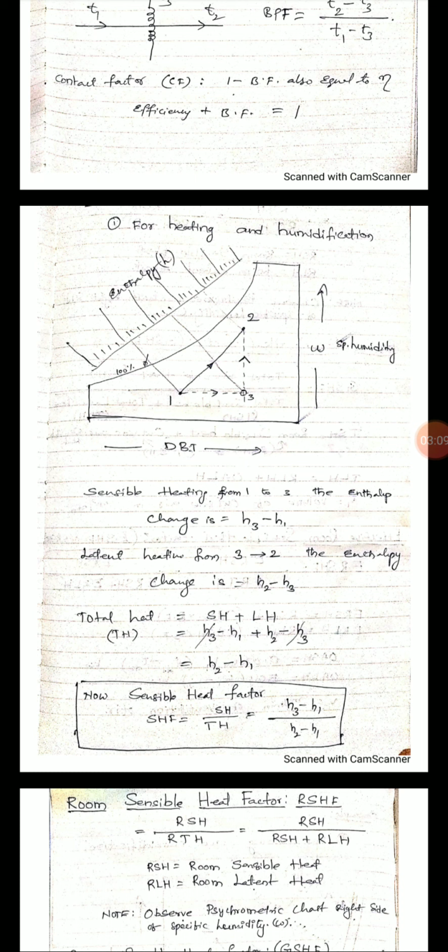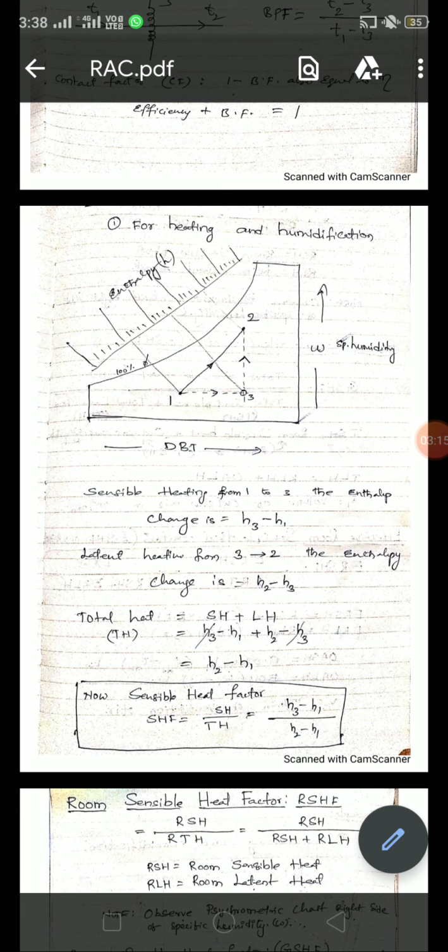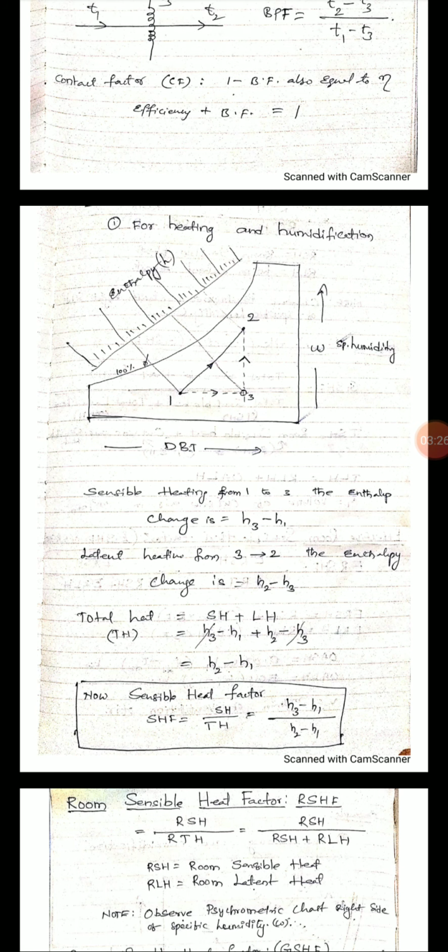Now, during 1 to 3 or 3 to 2, what is the enthalpy change? That is what we need to record here, so that in turn it can be used to find the sensible heat factor. 1 to 3 is H3 minus H1, because 1 is the initial state and 3 is the final state. That is H3 minus H1, the sensible heat. Now during 3 to 2, it is H2 minus H3.